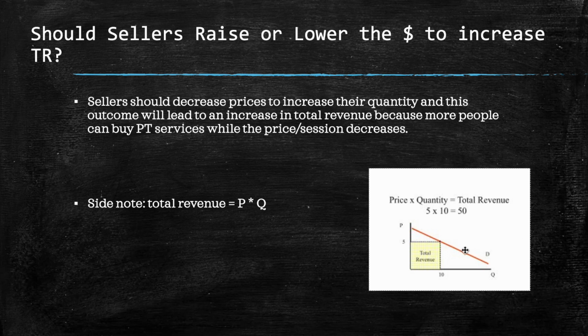So here's the demand curve. Here's price on the y-axis, and here's quantity on the x-axis. So quantity is 10, price is 5, multiply them, 5 times 10 is 50. That's how you calculate total revenue. Again, this example is for anyone who's watching to understand how you calculate total revenue.